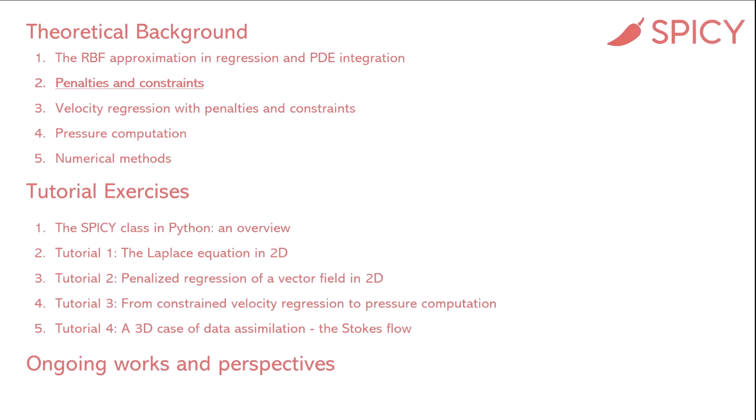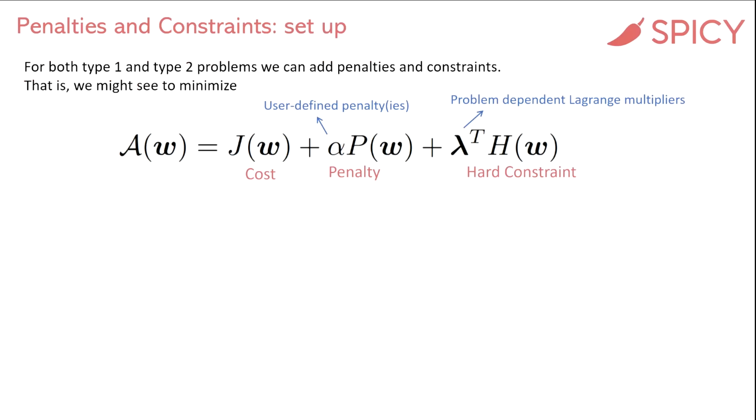Now, in the first video we saw two kinds of problems that can be tackled in SPICY, and we saw that we were looking for minimizing a loss function. To add penalties and constraints, we can add terms to our cost function to obtain the so-called augmented loss function. The first kind of terms that we will add are related to penalties, and the second are related to constraints.